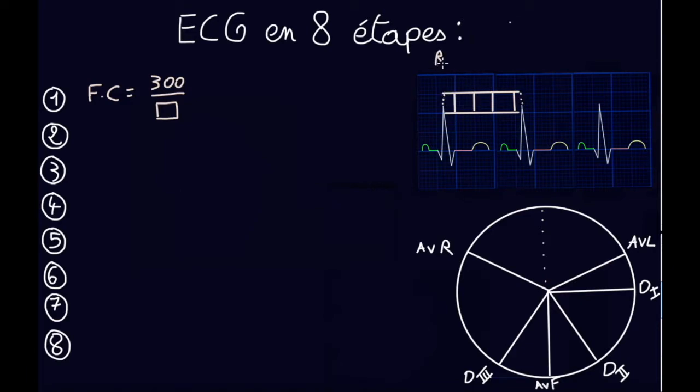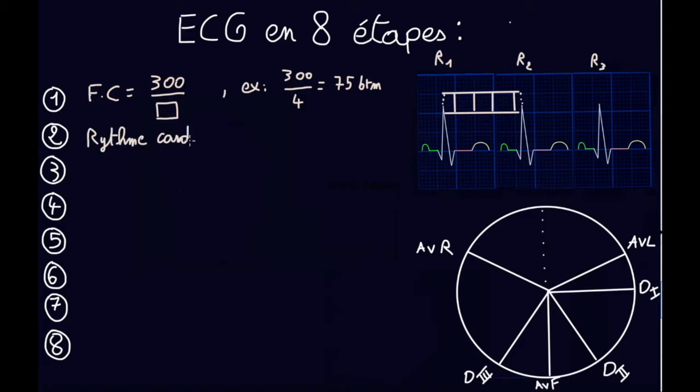Here, we have 4 large squares between each QRS complex, R1, R2, R3. In this example, the heart rate is 300 divided by 4. It is equal to 75 beats per minute. The second step is the cardiac rhythm.